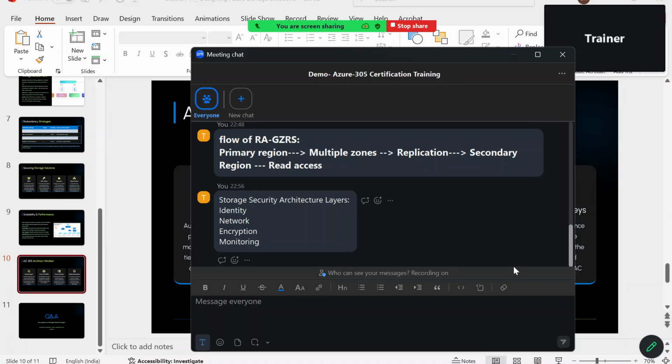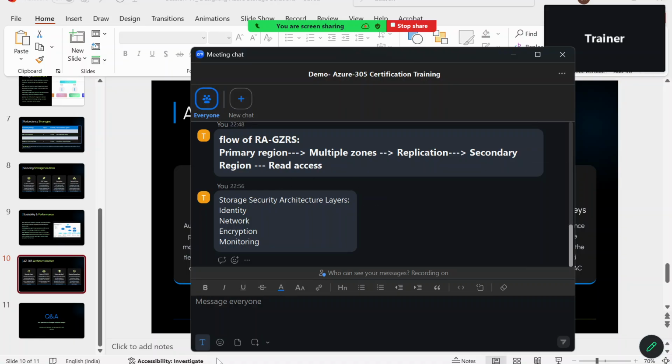So that brings us to the end of this session. Today we learned how the Azure architect designs storage accounts, blob storage, Azure Files, managed disks, storage redundancy, lifecycle management, storage security, and enterprise storage architecture. So what is the key lesson for this session?